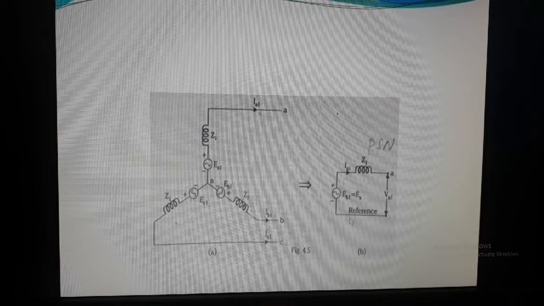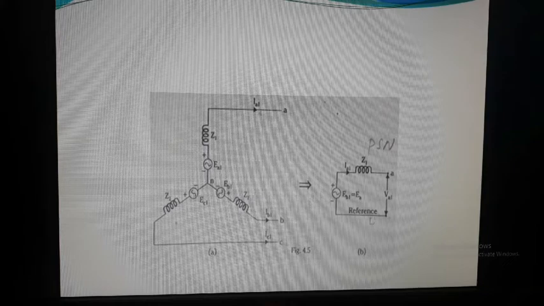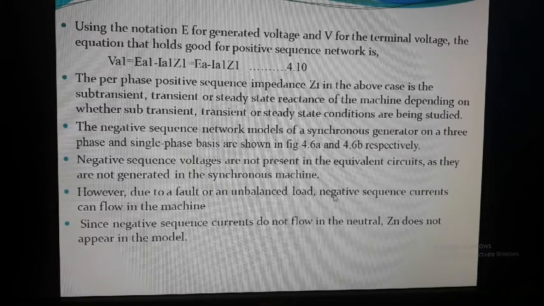As the network is balanced, the three-phase representation can also be represented by a single-phase representation. This is the positive sequence network on a three-phase basis. Because of the balanced and symmetrical nature, the three-phase system can be replaced by the single-phase network shown in figure B. Now we use the notation E for the generated voltage and V for the terminal voltage. Then the equation for phase A: VA1, the positive sequence voltage, is the induced EMF EA1 minus IA1 Z1.